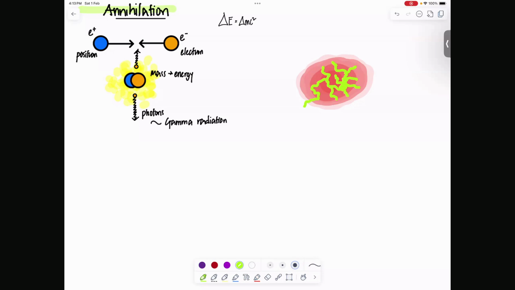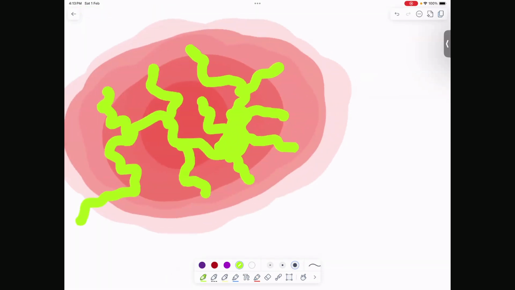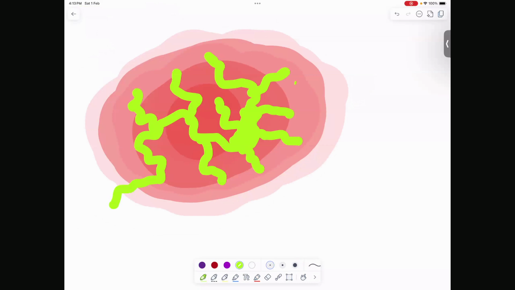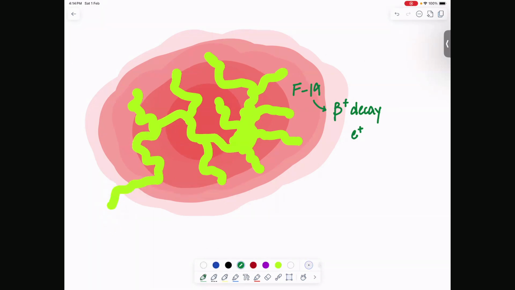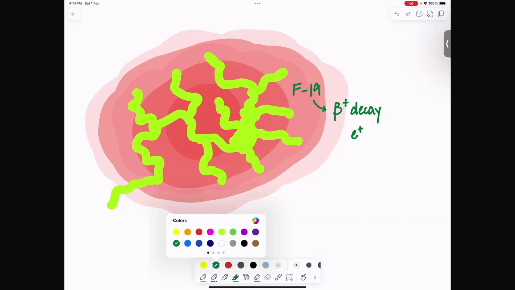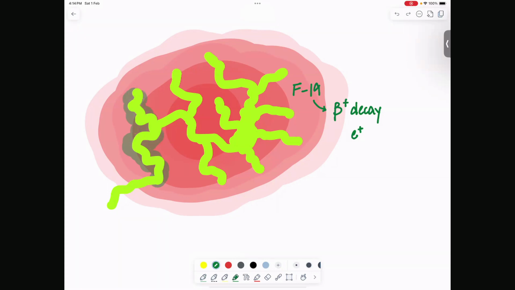As it goes to those parts of the body, this radioactive element that we are using here, usually fluorine-19, undergoes a decay that is known as a beta plus decay. If you have some memory of your AS, you'll remember beta plus decay is a decay that takes place when a positron is released from your structure. So the radioactive element is now releasing millions and millions of positrons into your body.